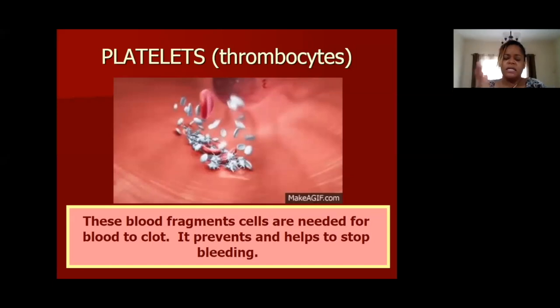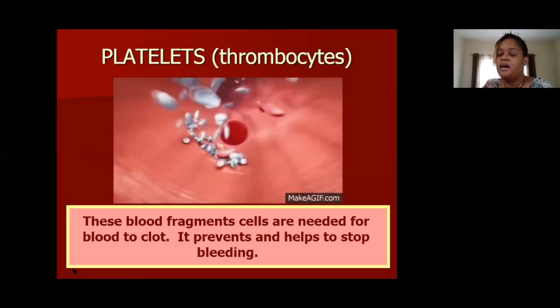When your blood clots, it is basically to prevent blood loss. So if you have some rupture or tear in your blood vessel, because remember our blood vessel is a closed system, and blood should always be in your blood vessel and not leaking out of your blood vessel. Our platelets play a role in preventing blood loss. So it helps to stop bleeding.